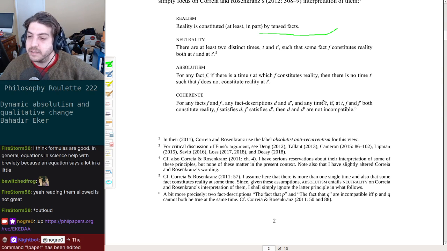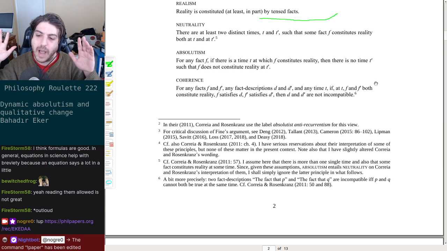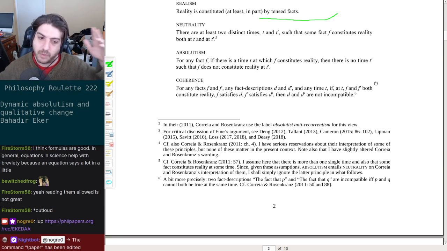Oh, excuse me. So this is at any one time. If there are two facts, the two facts have to not be contradictory. So let me just see that one quick. Yeah, P and Q cannot both be true at the same time. So this is anti-dialetheism, basically. You have to be able to have a coherent, non-contradictory description of the world.